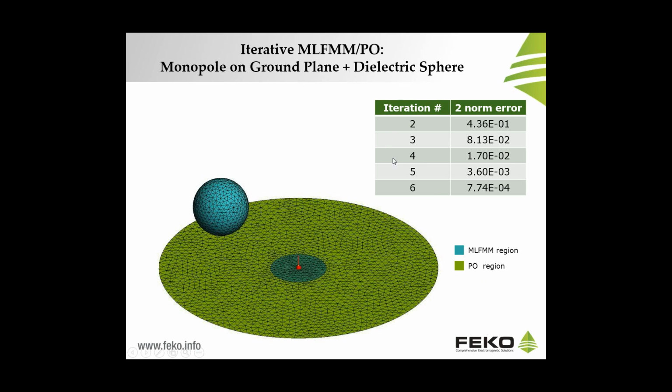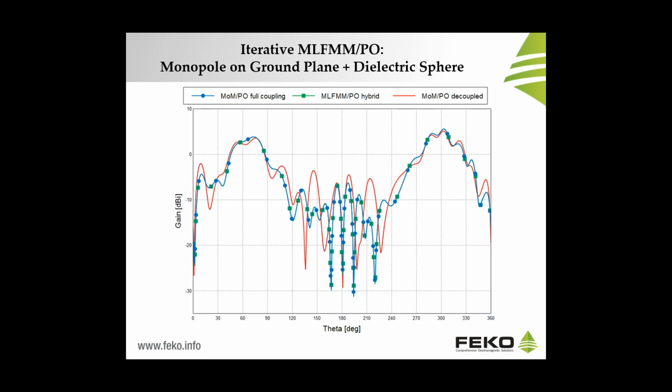In this table you can see the evolution of the error for the different iterations, and if we look at some results, you have here a graph showing the gain of the antenna. In blue you have the results using the method of moments coupled with physical optics. In green you have the results for the new method, and you can easily see that there is an excellent agreement between these two methods.